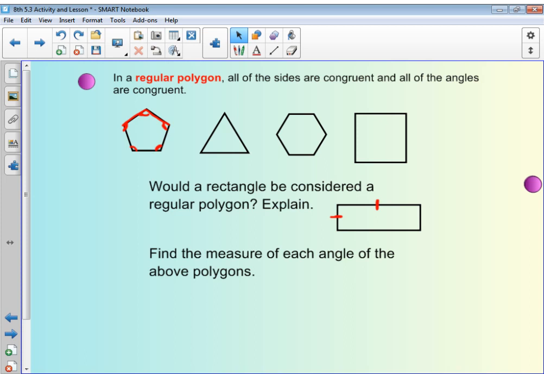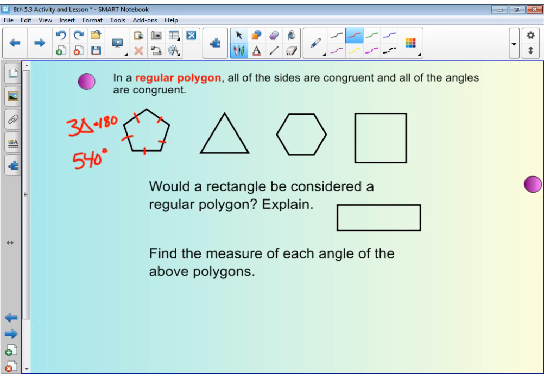So here it says, find the measure of each angle of the above polygons. So we're going to use the information that we had on our previous slide, and we're going to find the angle measure. So if we go through and count the sides, 1, 2, 3, 4, 5. 5 minus 2 would give us 3 triangles, and we're going to take that times 180. So if we do 3 times 180, that gives us 540 degrees.